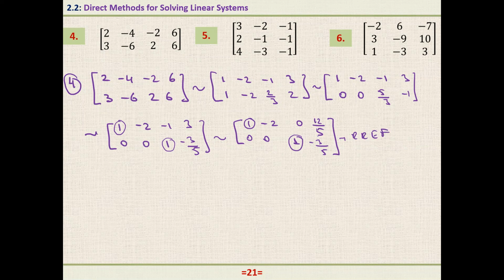And 5 and 6 is practice for you. You can do it yourself.